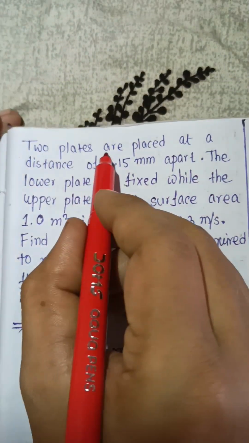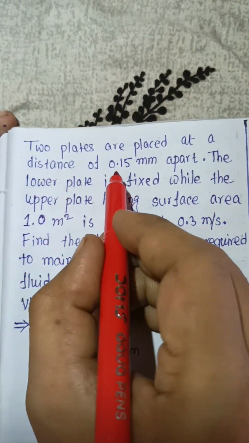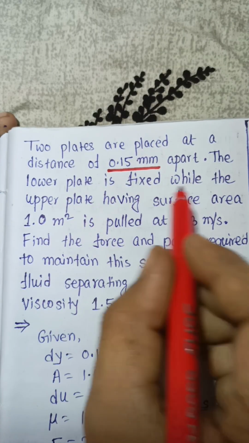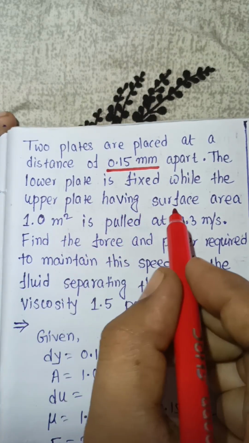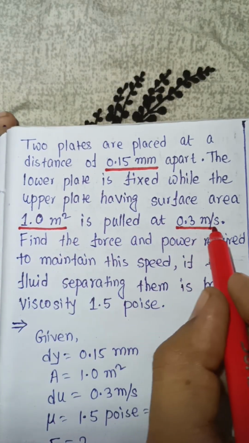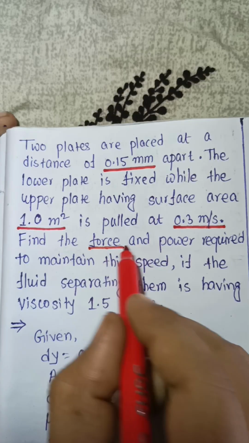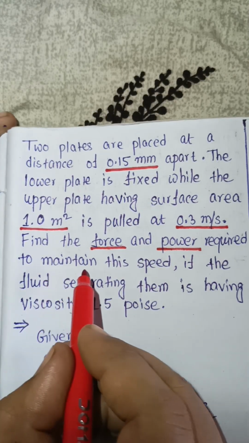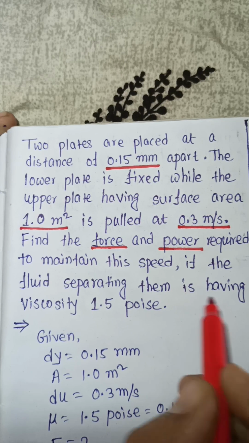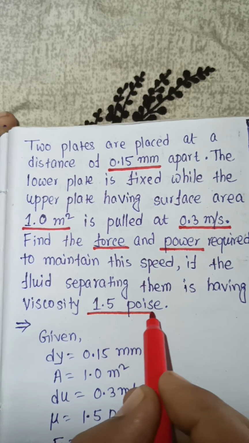So two plates are placed at a distance of 0.15 mm apart. The lower plate is fixed while the upper plate, having surface area 1 meter square, is pulled at 0.3 meter per second. Find the force and power required to maintain this speed if the fluid separating them has viscosity 1.5 poise.